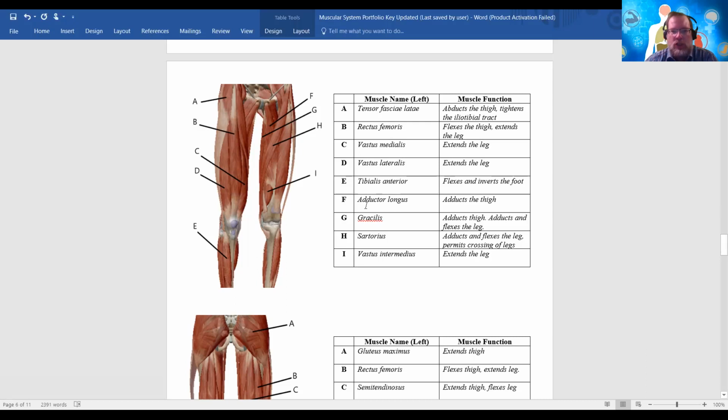And then F and G, you could combine these as far as I'm concerned and call these both the adductor group. Again, I don't need you to be specific with these. If you just know that we're dealing with the adductor group, they also call them the groin group. That's perfectly fine. And then letter E, we've got the front of the shin, what we call the tibialis anterior.